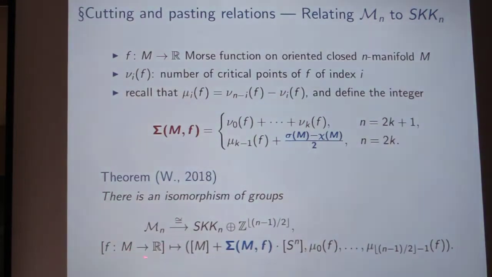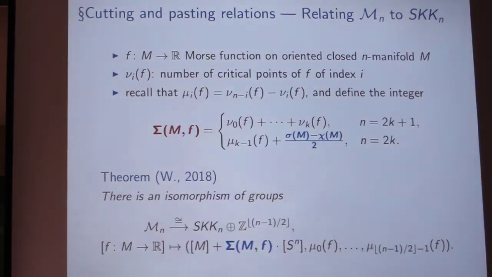So a class represented by a Morse function f on M will be mapped to some element in the SKK group. Note, in this case, it's not just the class of M, but we need this integer and take the multiple of the class of the n-sphere and add it to this class. And then we get a well-defined map into SKK up to cobordism of Morse functions. So this is one of the differences to the other formula I showed you before. And in the other summands, you just take those nu_i's that we defined above.